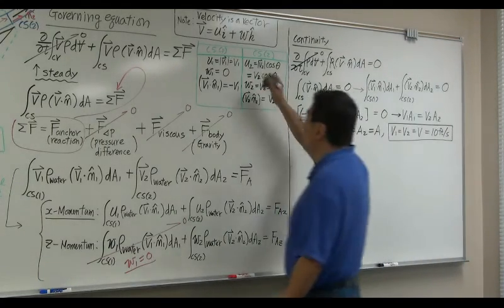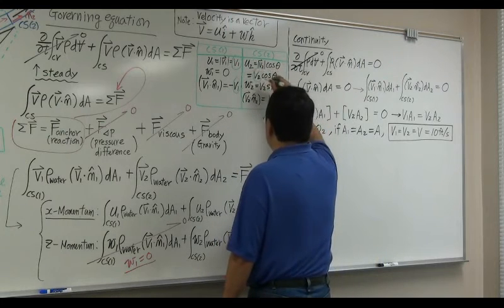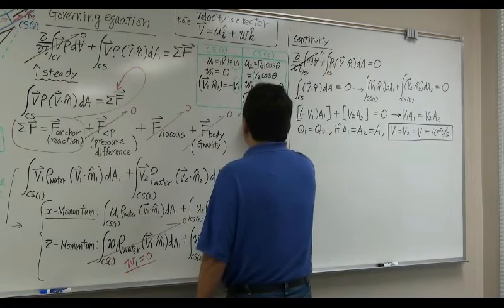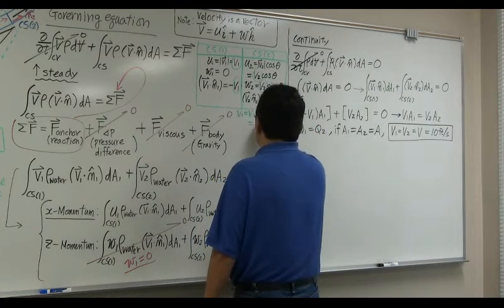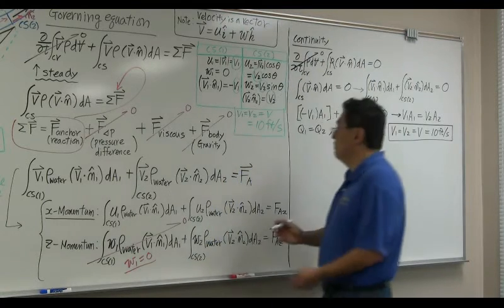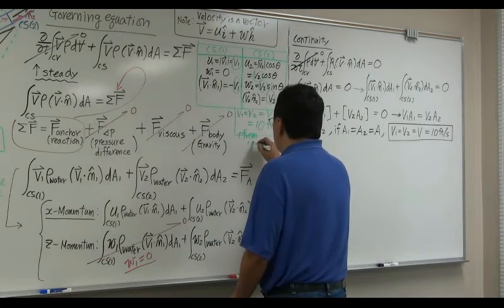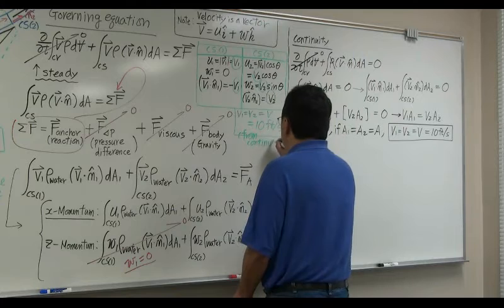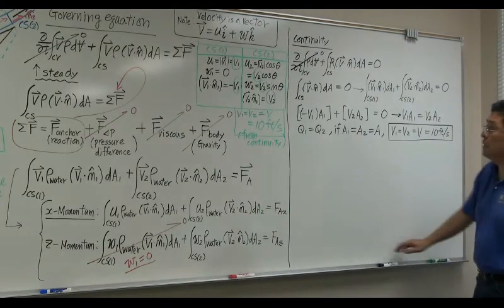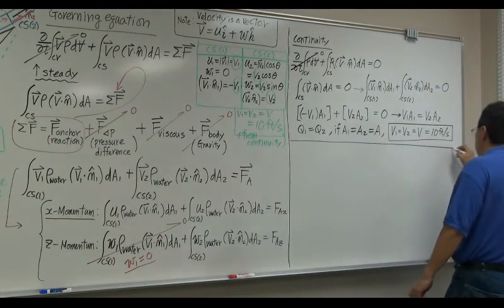B1 equals B2 equals B, which is equal to 10 feet per second. We know that from continuity. This is additional really good information that came from continuity. That's nice. Okay?